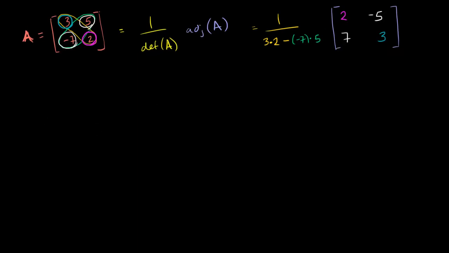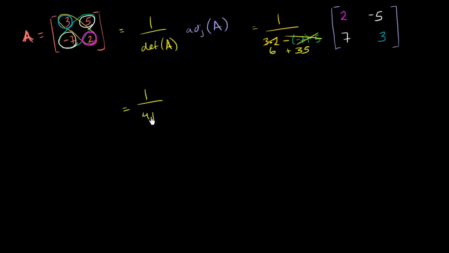So we are left with 1 over, 3 times 2 is 6, negative 7 times 5 is negative 35, but then we have this positive over here, so this whole thing becomes plus 35. So 6 plus 35 is 41. So the determinant of our matrix is 41.